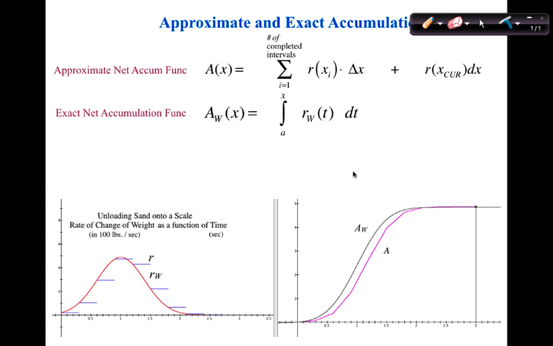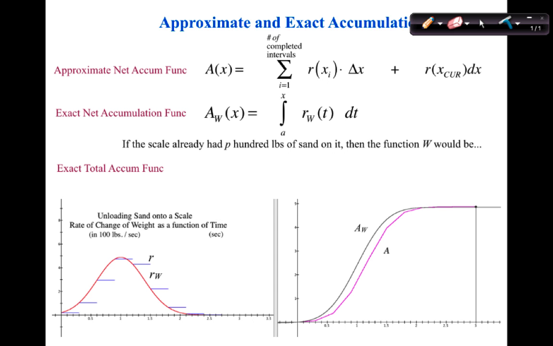Okay, so suppose that there were P, 100 pounds of sand on the scale to start with. Then what would the W function be? What would W function be if we started off with 100 pounds of sand? P plus that, right? It'd be P plus that would be your W function. So here's total weight on the scale. Everything you had from before, P, plus the accumulated changes as time goes by, right?